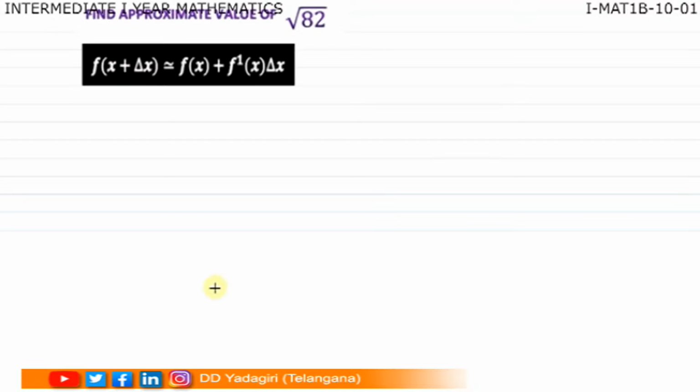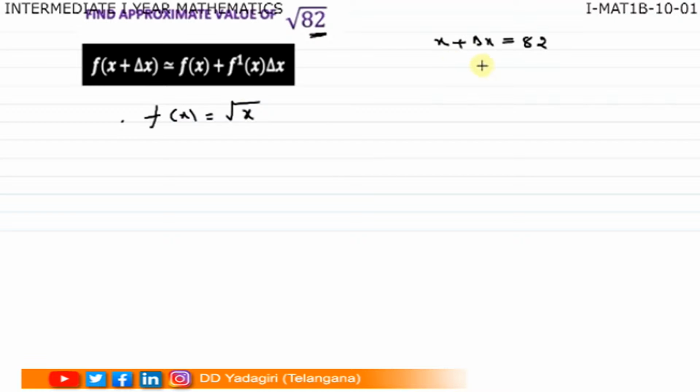So find the approximate value of root 82. We know the value of root 81. Root 81 is equal to 9. So to find root 82, the function assumption is very important here. f of x is equal to root x. We have to find the root of one particular value, take that as x. Now x plus delta x is equal to this one, our problem, 82.